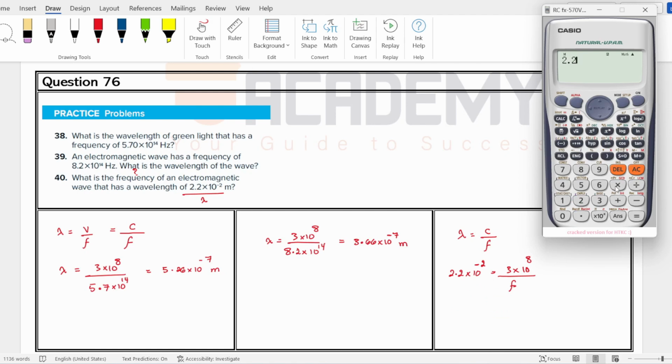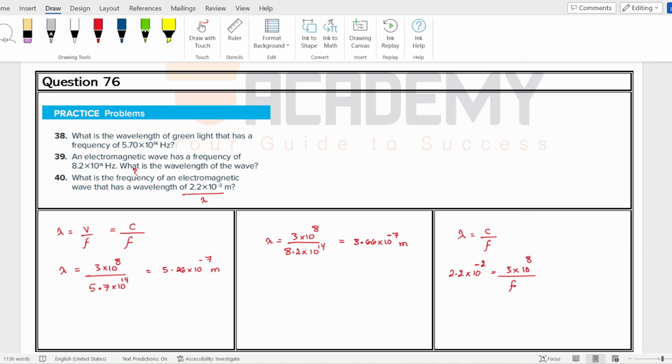We will write down 2.2 times 10 to the power negative 2 equals 3 times 10 to the power 8 divided by the frequency, which is the unknown value, keep it x. Now do shift, so بطلع لنا الجواب 1.36 times 10 to the power 10. Then F is equal to 1.36 times 10 to the power 10. And the unit of frequency is hertz. And that is it for questions 38, 39 and 40 from the book.